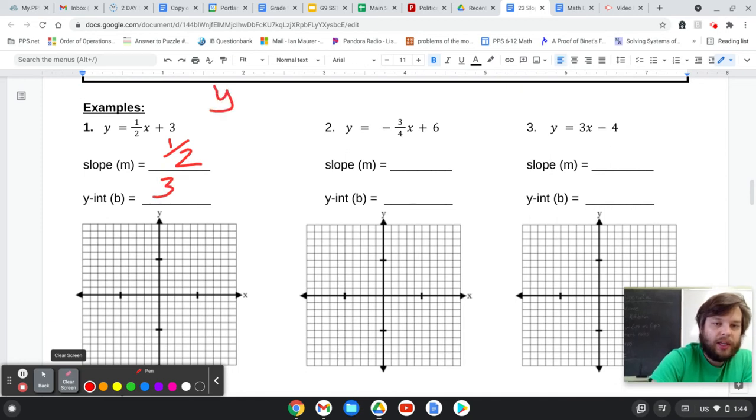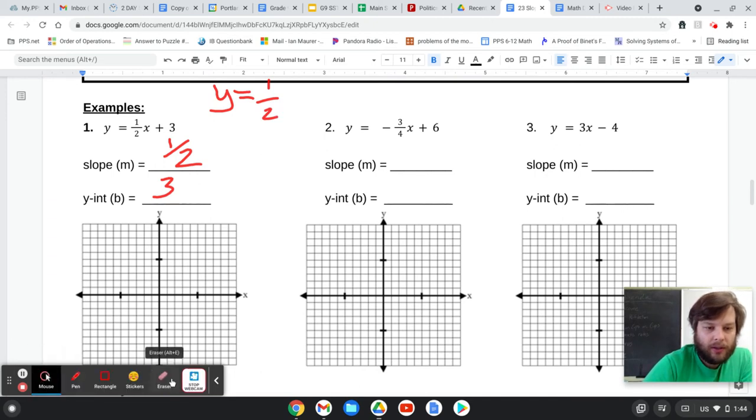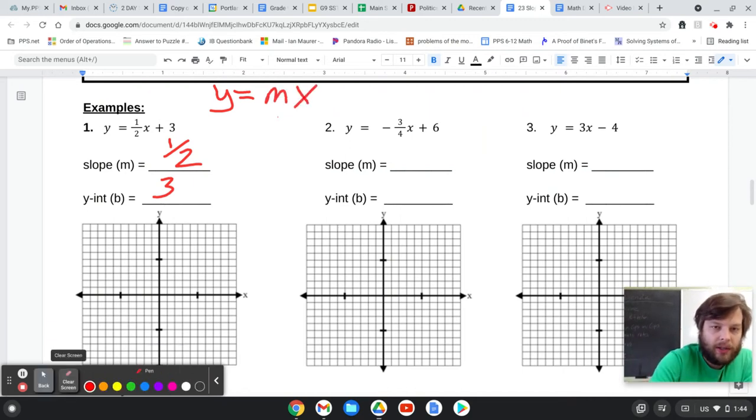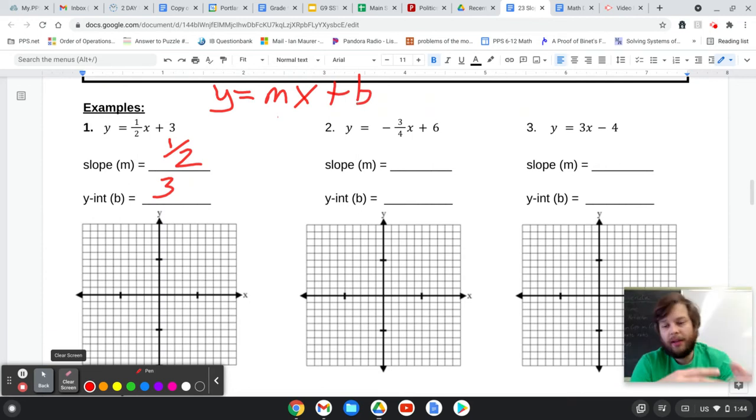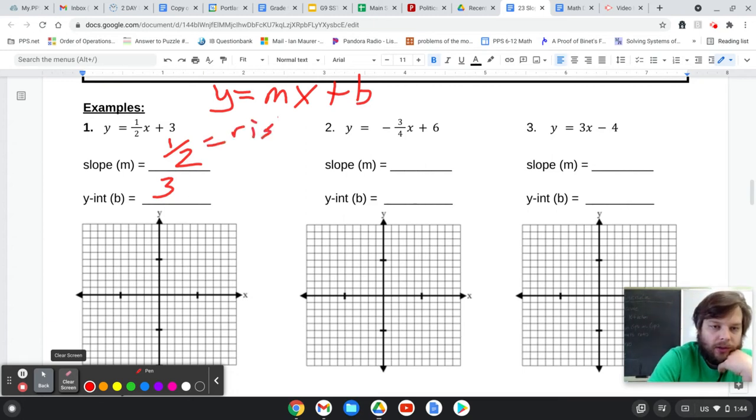Whenever we're looking at our linear equations in this unit, we're thinking of them as y equals mx plus b. Oops, I accidentally wrote 1/2. I meant to write the general equation, y equals mx plus b. So you can identify whatever number touches the letter x, that's your slope. Whatever number does not touch the letter x, that's your y-intercept. So 1/2 is my slope. Think about rise over run. And then 3 is my y-intercept.